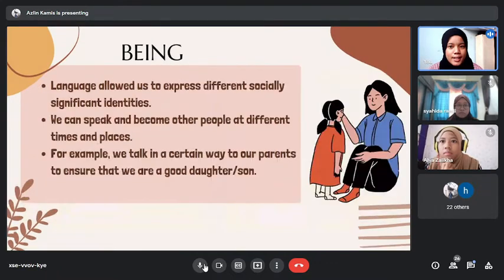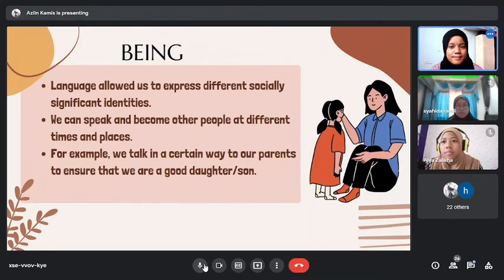The last one is being. Language allows us to express different socially significant identities. We can speak and become other people at different times and places. For example, right now, I am talking in a certain way to become a good presenter in today's tutorial. Another example is we talk in a certain way to our parents to ensure that we are a good daughter or son.